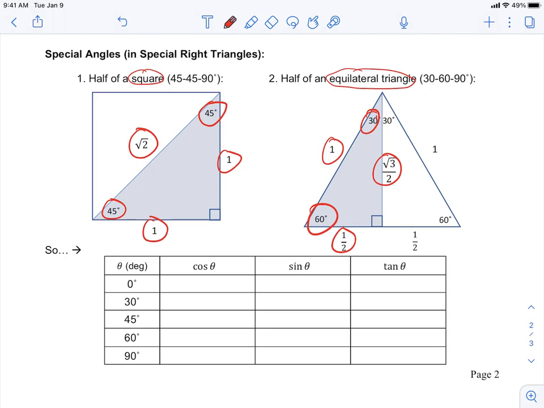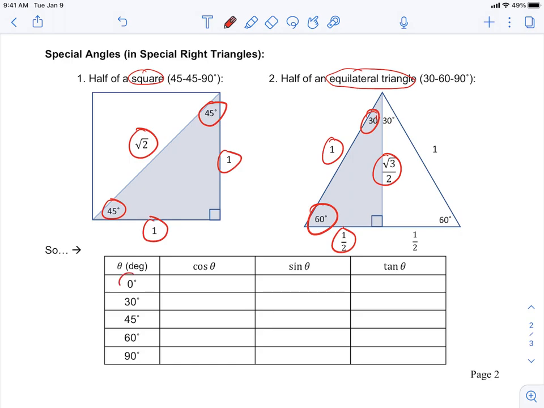I'm going to let you finish this off based on those exact values on these two special right triangles. I'd like you to fill out this table that gives you the sine, cosine, and tangent of some special angles like 0, 30, 45, 60, and 90.